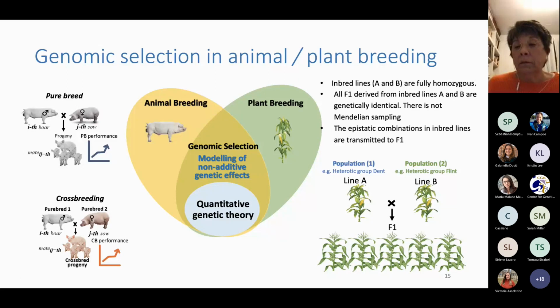So all the F1 that are derived from the inbred lines are genetically identical. We don't have Mendelian sampling. All the epistatic combinations that are in these inbred lines are also transmitted to the F1. So we have to keep that in mind to understand one of the models, the last one. Okay.